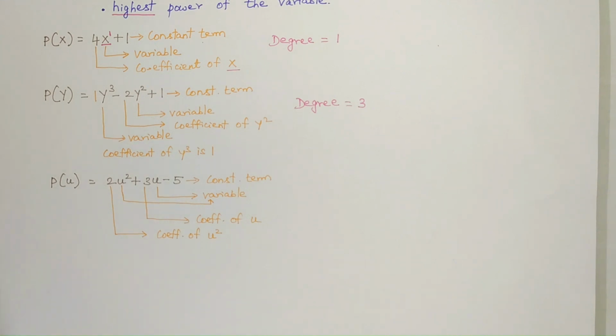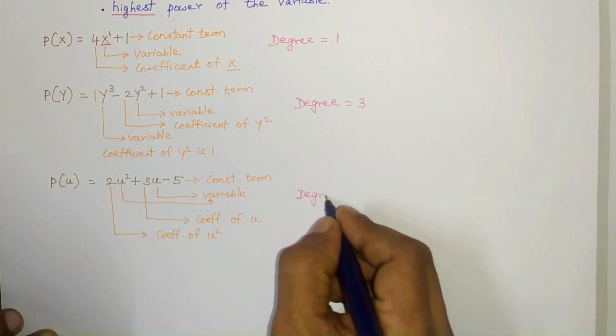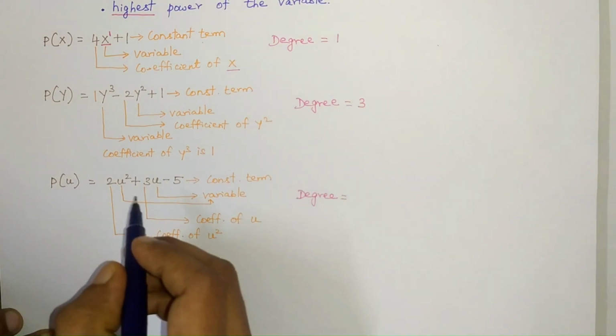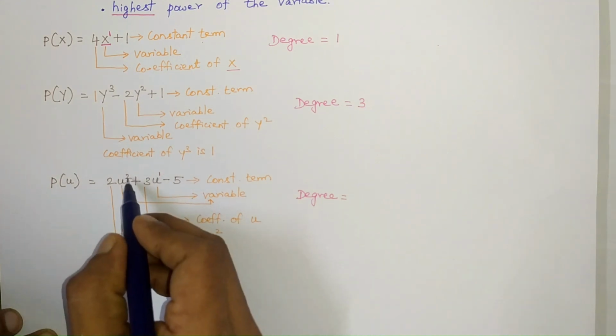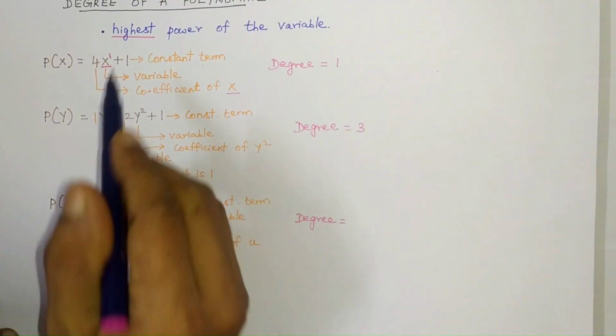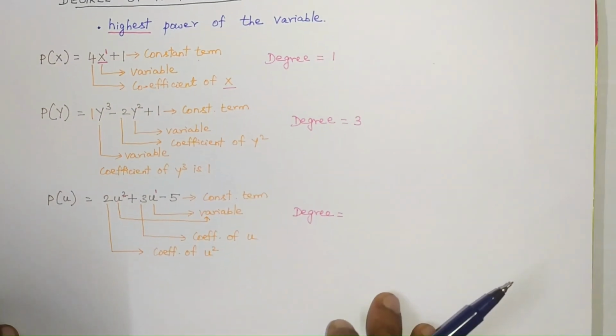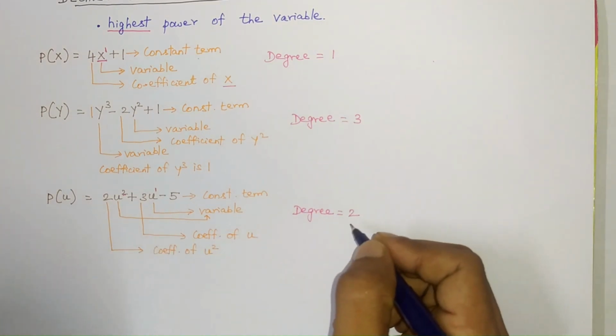Okay, fine. Now we need to find the degree, right? So which is the degree? We have u power 1, and here we have 2. But we have to take the highest power. So the degree here is 2. 2 is the degree of the polynomial.